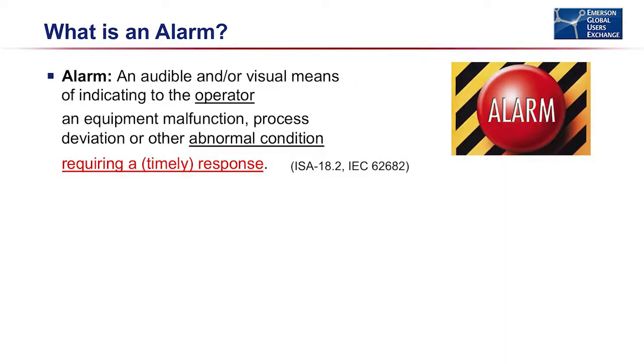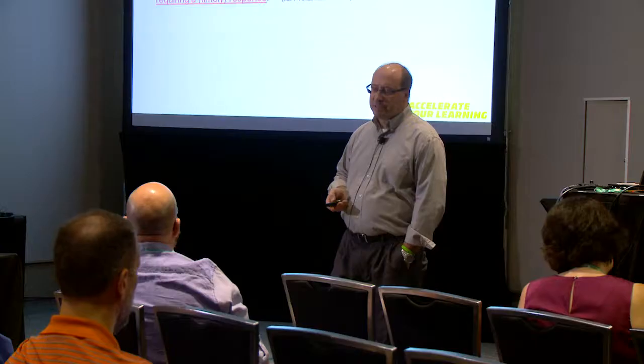Now, one of the things that the standard talks about is what an alarm is supposed to be. It gives a definition: an audible and/or visual means of indicating to the operator equipment malfunction, process deviation, or other abnormal condition requiring a timely response. Highlighted a couple words there because we want to make sure that an alarm represents an abnormal condition. Something has happened that we did not expect.